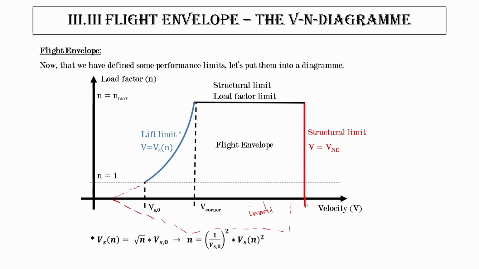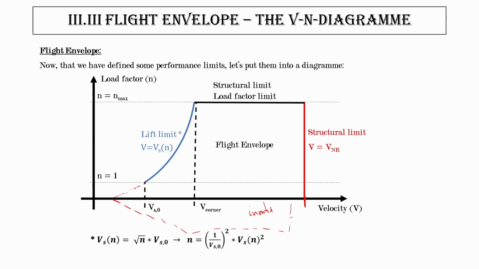So we wouldn't want to go beyond our never exceed speed, whether we are in a dive, in a climb, or in a turn, given that in a turn you would probably not reach that. We don't want to go beyond our never exceed speed. So this is a hard cut here.